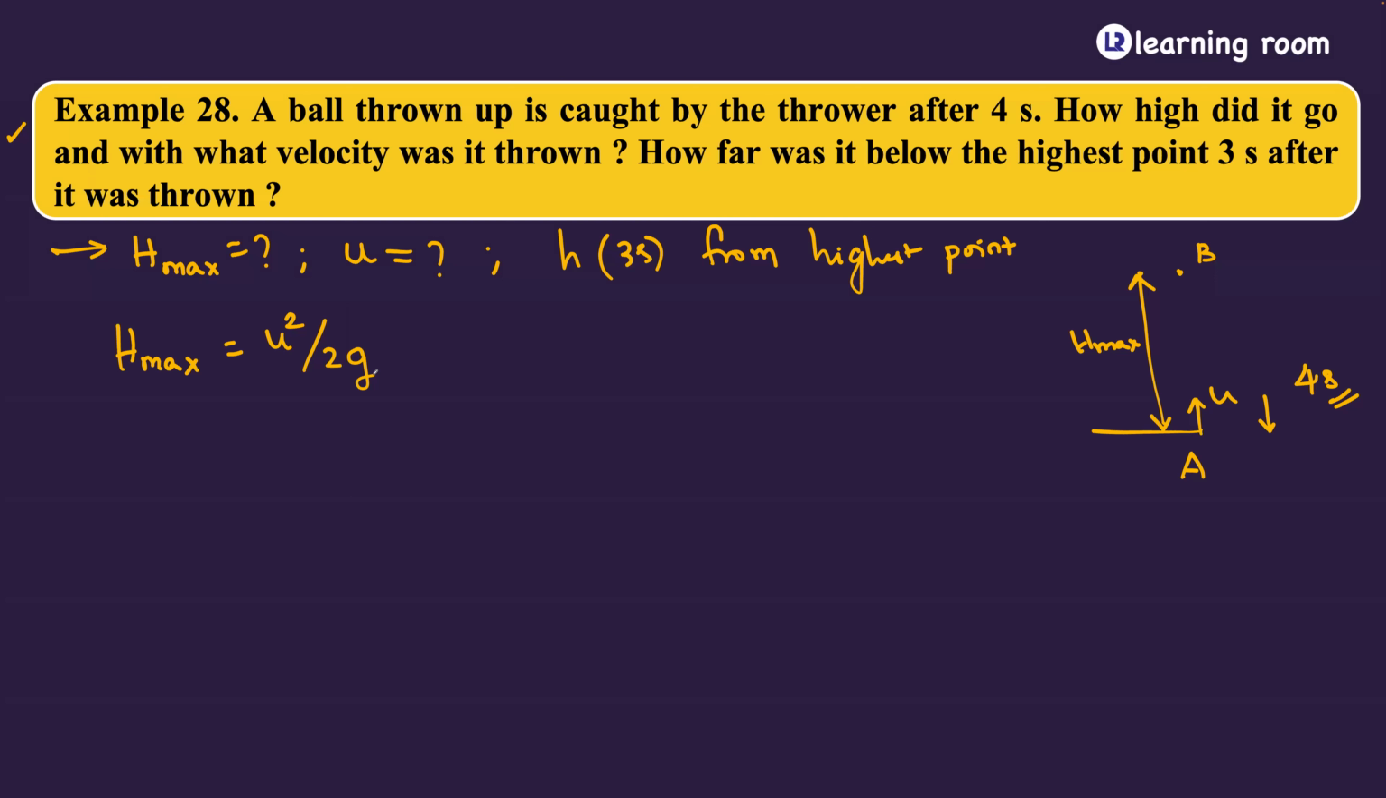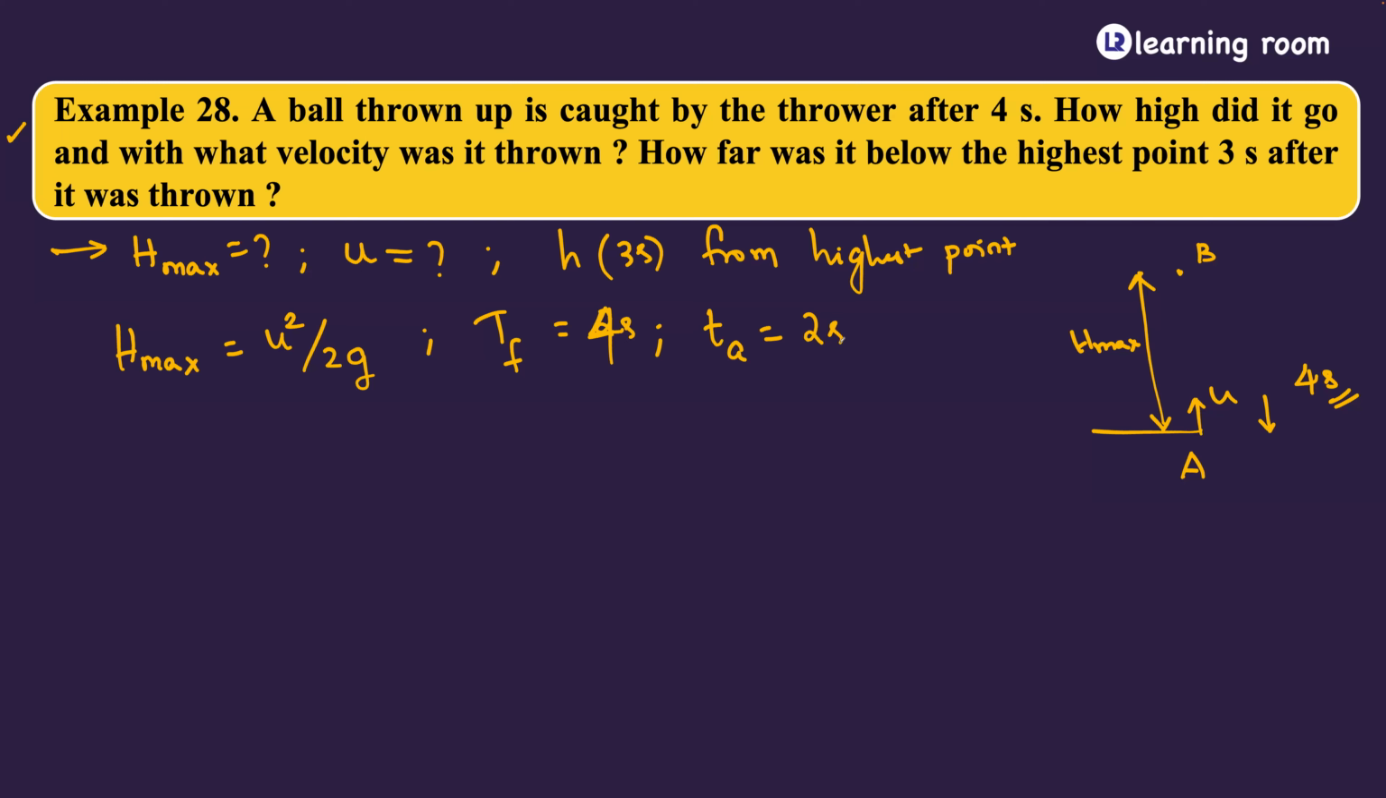Now the next question is, since the time of flight is 4 seconds, can I say that the time of ascent is 2 seconds? Because when the object is traveling under the influence of gravity without any air resistance, the time of ascent is equal to the time of descent. So time of ascent is 2 seconds.